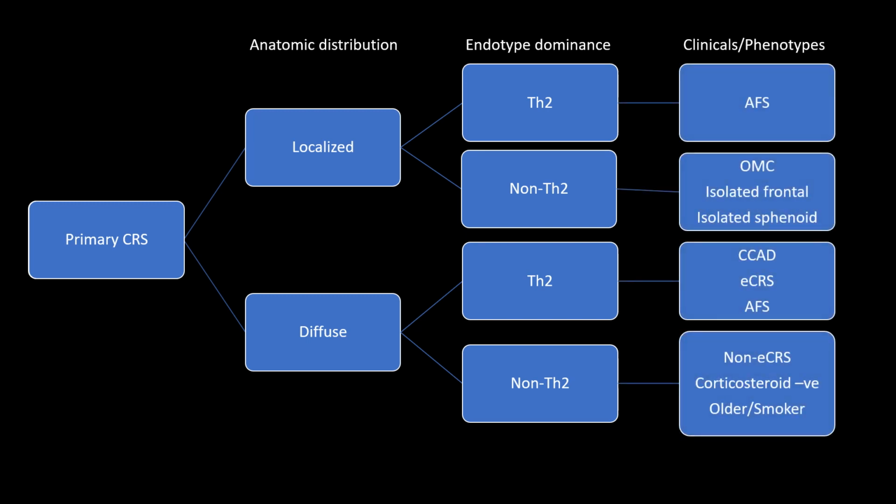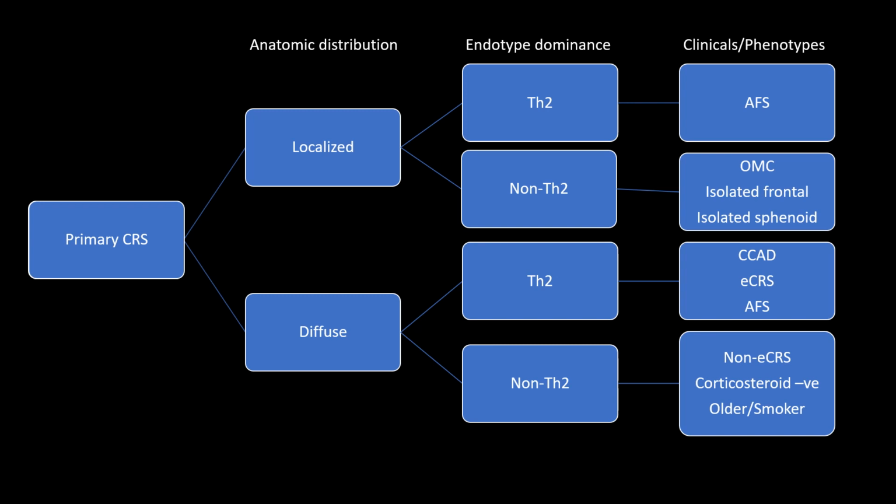So localized conditions that are non-Th2 include the classic isolated sinus disease, where you get osteal occlusion and you get focal inflammation in one anatomical area. Localized conditions are usually unilateral as well. You can get localized Th2 dominated conditions. So this is someone who gets localized or unilateral AFS, but it is really this diffuse group here that I want to show you here.